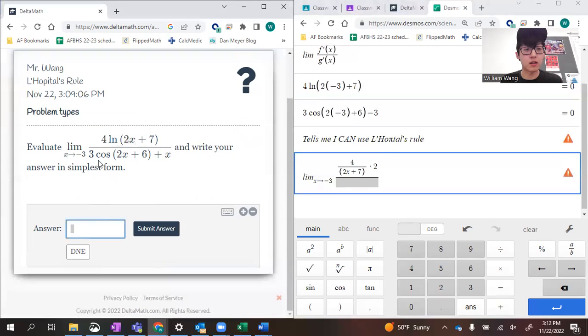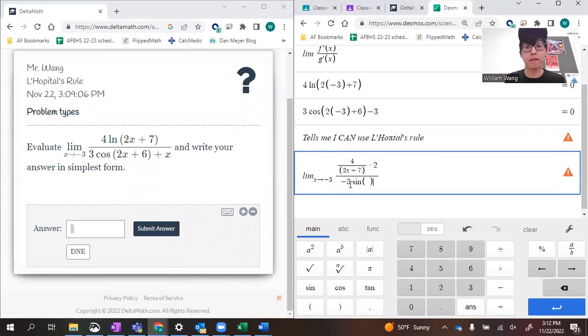Okay, why is this not highlighting? Derivative of 3 cosine of 2x plus 6. The outside is 3 cosine, right? So the derivative of the outside is going to be -3 sine, right? -3 sine. And remember, I leave the inside the same, so it's 2x plus 6. Then I multiply by the derivative of the inside. The inside function is 2x plus 6, so I multiply by 2.